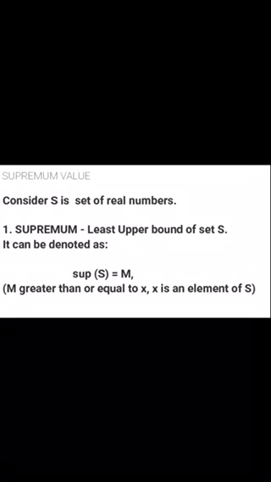Okay, now let us define the two terms. To define these two terms, let us consider S is a set of real numbers. Okay, the first term, the supremum value. It is also known as the least upper bound of set S. Again, set S is a set of real numbers. It can be denoted as supremum of S is equal to the supremum value M, where M is greater than or equal to X, where X is an element of set S.